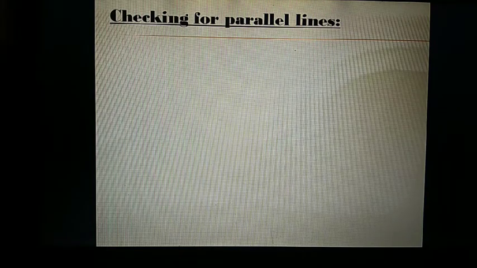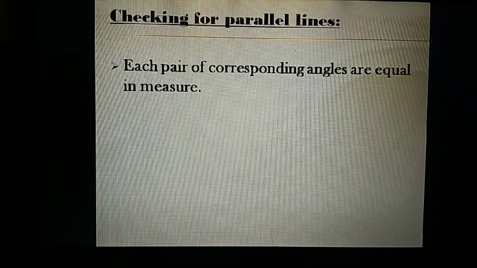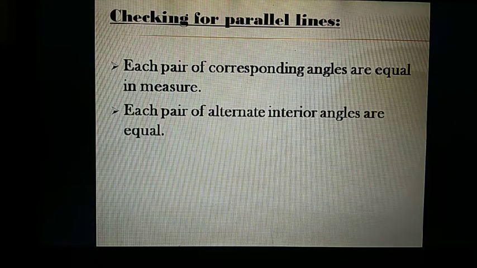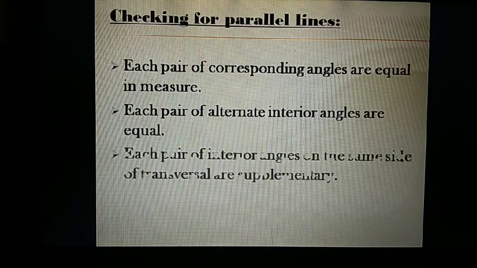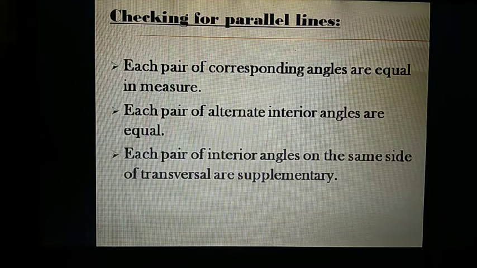Now let's see how to check whether the lines given to you are parallel or not. If the lines are parallel, the same 3 conditions we will check. If the lines are parallel, then the corresponding angles should be equal. Their alternate interior angles should be equal, or the interior angles on the same side of the transversal are supplementary. If any of the cases is true, then we can say that the lines are parallel through which the transversal is passing.